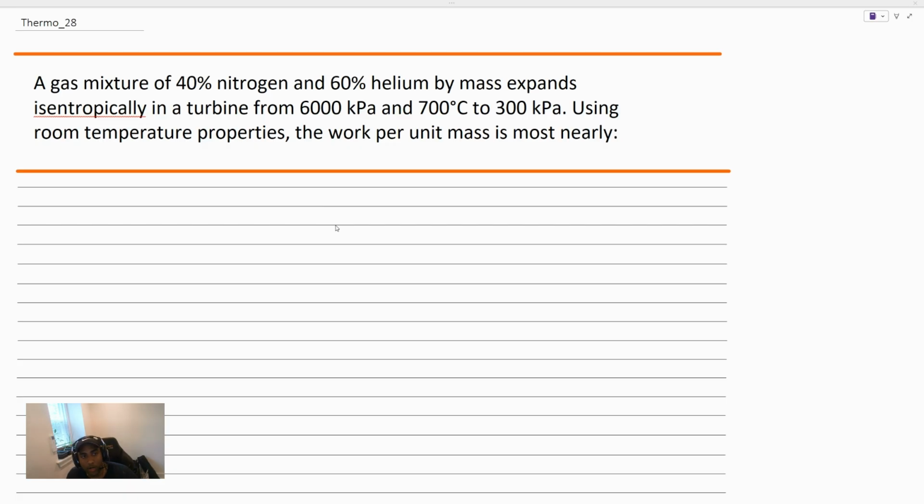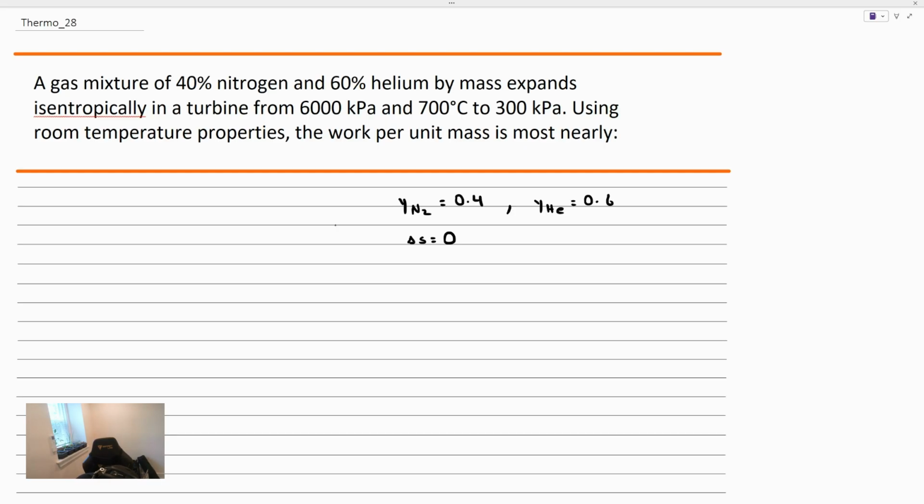A gas mixture of 40% nitrogen and 60% helium by mass expands isentropically. So reading through those first couple of lines, what I see is that I'm given the mass fraction of nitrogen, it's 0.4, as well as the mass fraction of helium, it's equal to 0.6. And I have an isentropic process that's occurring. That means we have constant entropy, or the change in entropy is equal to 0.